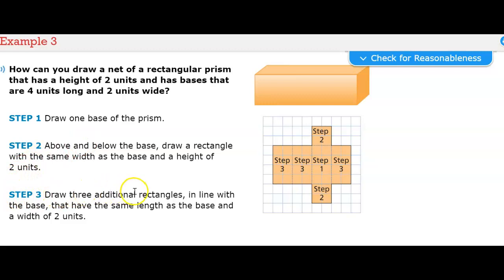Step 3, draw the 3 additional rectangles. That's this side, the top, and the other side. Those are step 3. And they also must have a width of 2 units, so each rectangle has a length of the 2 units wide.